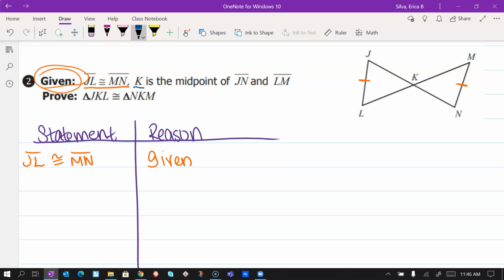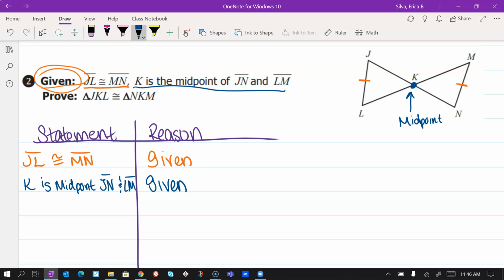Then we're going to look at the next part. K is the midpoint of JN and LM. So I'm going to make this my midpoint. And then we're going to also write it down. K is the midpoint of JN and LM. And how do we know that information? Did we just guess that K was the midpoint? That information is also given. All right, so now that's all the information they're giving us.